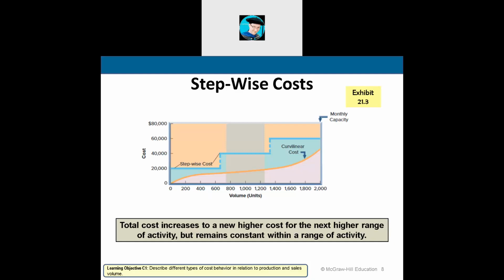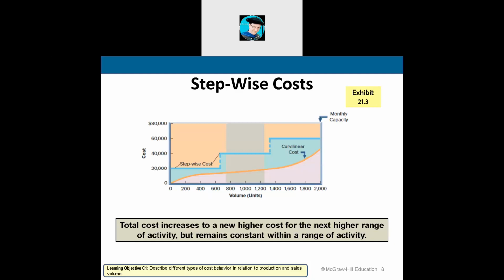And the example I'm going to use, this model is called the stepwise cost model. And it shows us that costs increase incrementally, and then they steady out, and the cost goes up, and then it steadies out. Okay, it's called stepwise. It looks like a staircase, right? So here's how it works.